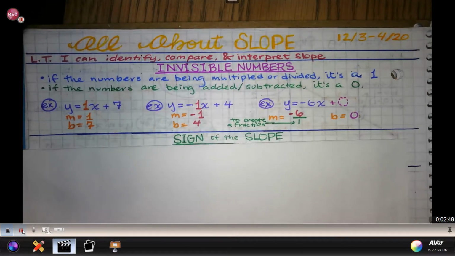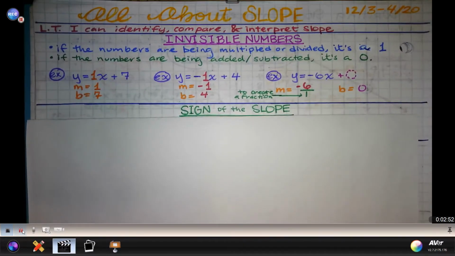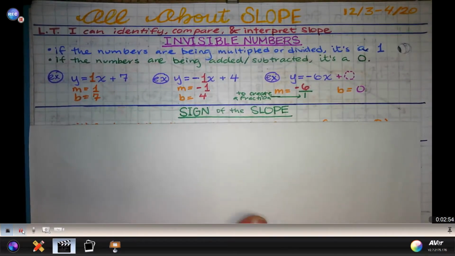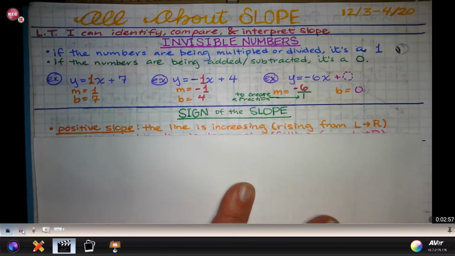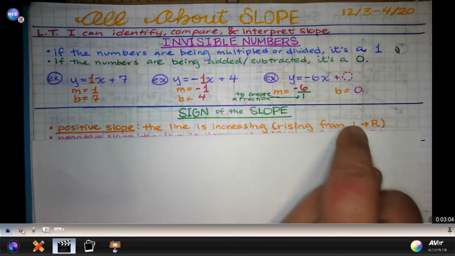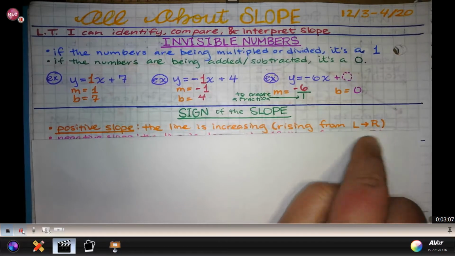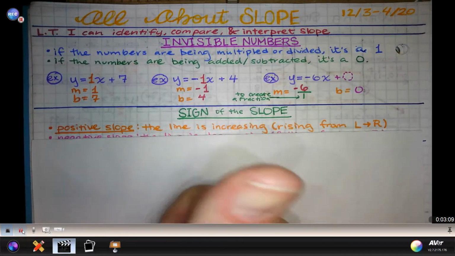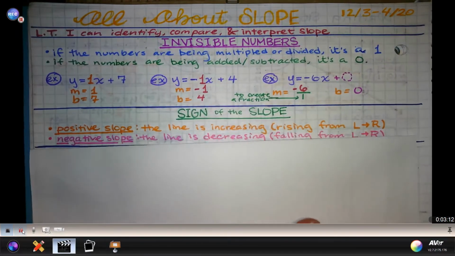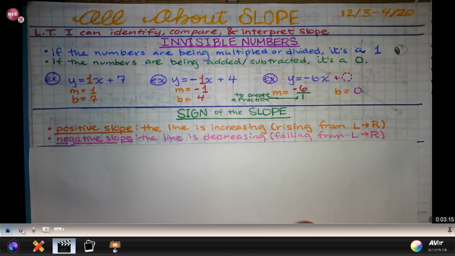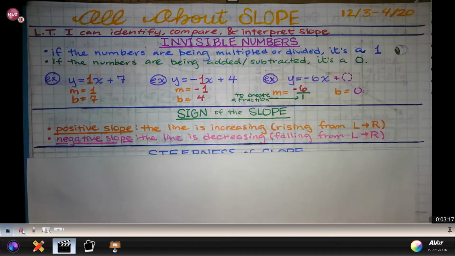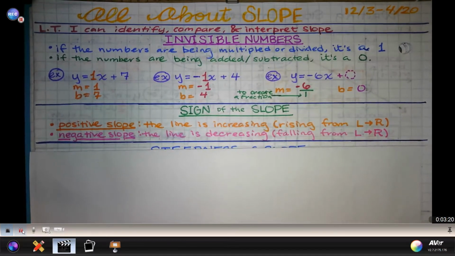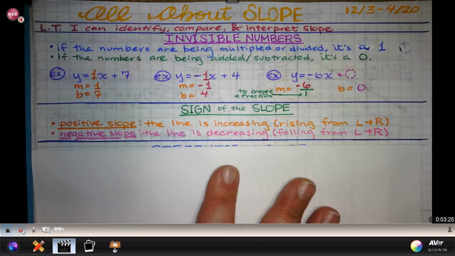Great. Then we have the sign of the slope. So the sign refers to whether it's positive or negative. If it is a positive slope, that means that the line is increasing, or as we covered last topic, rising from left to right. So this is a little bit of a shorthand. L arrow R means left to right. Good. That's my thumbs up. Okay, if the slope is negative, that means that the line is decreasing or falling from left to right. All right, that's it for that section. Super simple. Okay, because essentially it's just bringing over from the rate of change of last topic.